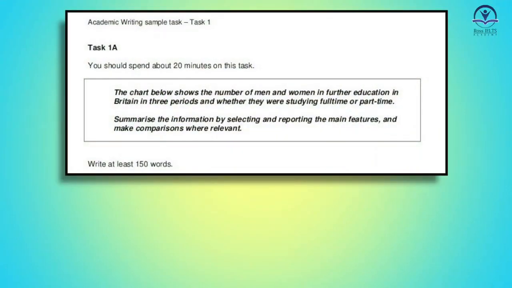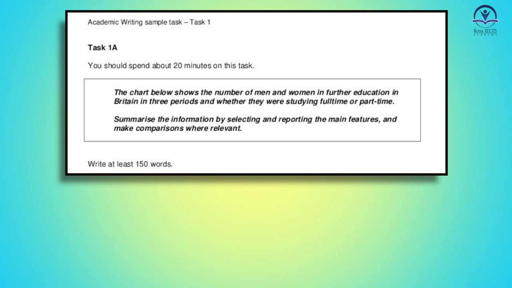Okay then, now that we exactly learned what paraphrasing is and how we can choose the direct synonym for the words, it's time to write the introduction paragraph for this question statement using those synonyms that we picked earlier. So here again, the question statement was saying, the chart below shows the number of men and women in further education in Britain in 3 periods and whether they were studying full-time or part-time.